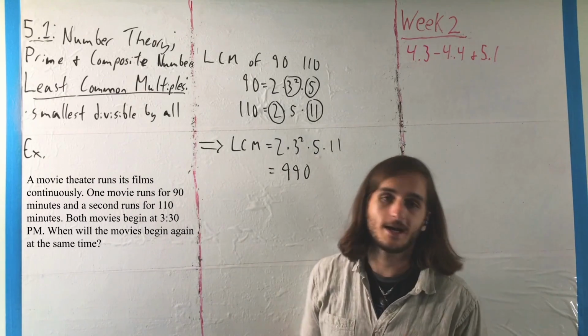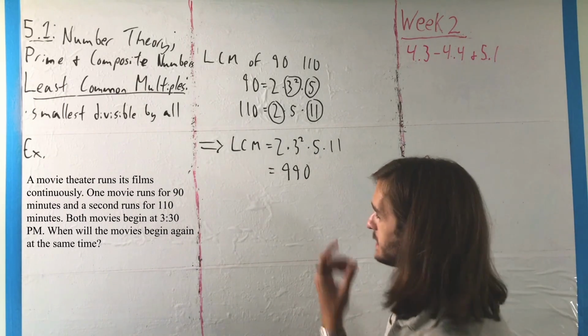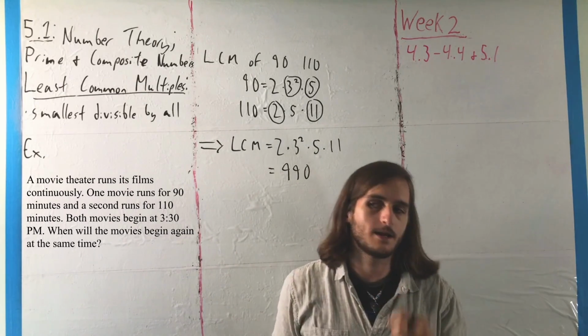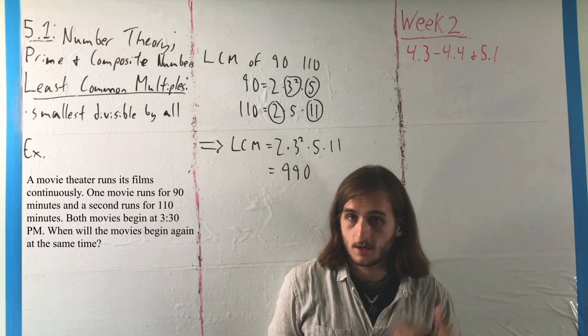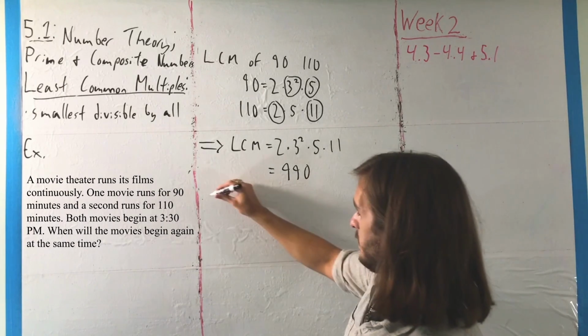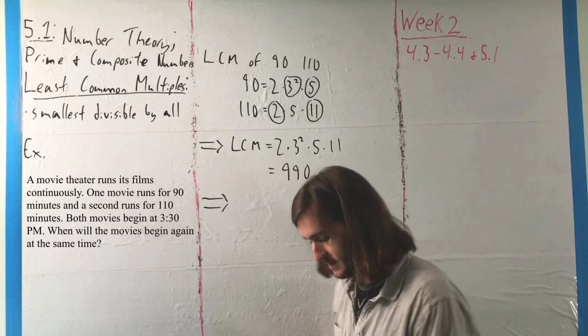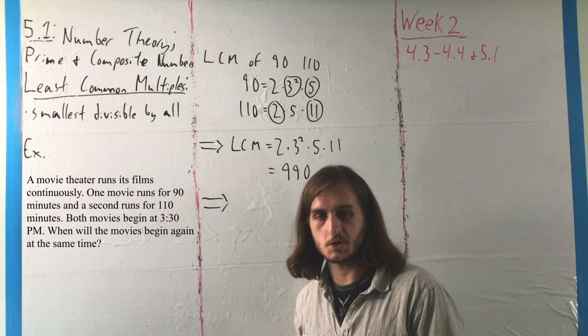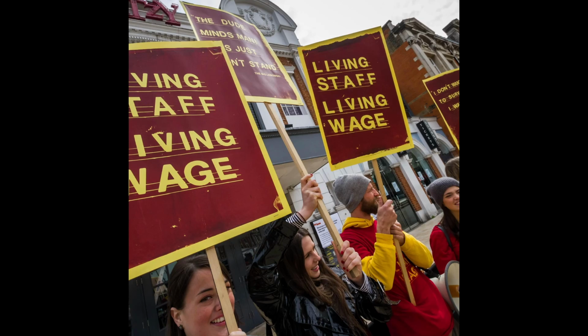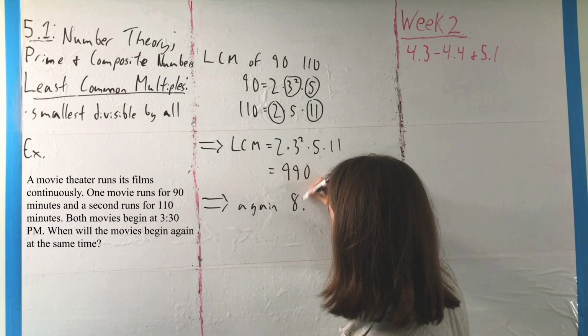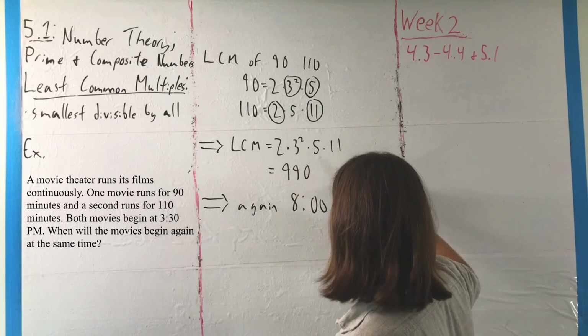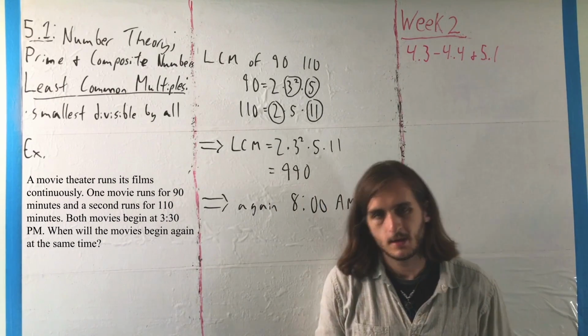That is to say, it will take 990 minutes for these to match up again, where if we're going 990 minutes after 3:30, oh boy. Well, that's going to be more than 12 hours. We're going to have to assume that they're running really continuously around the clock forever, that it will happen again at 8 a.m. the next day. So it'll be a little while.